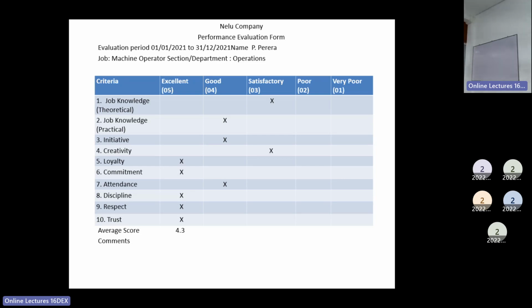Suppose another one, let's say that Mr. Nimal has earned 4.1. Who is better, Pereira or Nimal? Pereira is better because the average is 4.3, which is more than 4.1. So you can use this to compare employees. They have been quantified. Understand? This is a very good method, very simple. Anybody can understand. It is not that complex to evaluate.